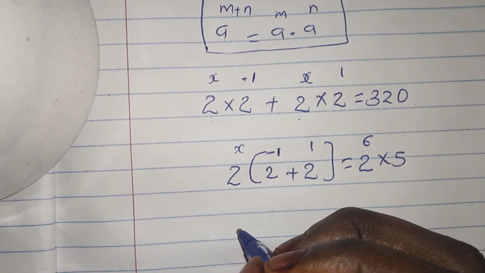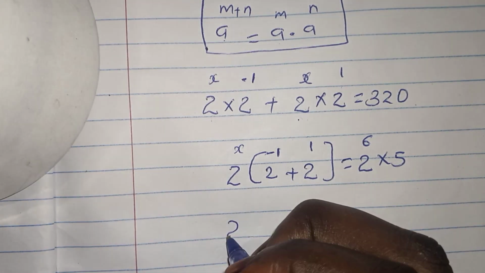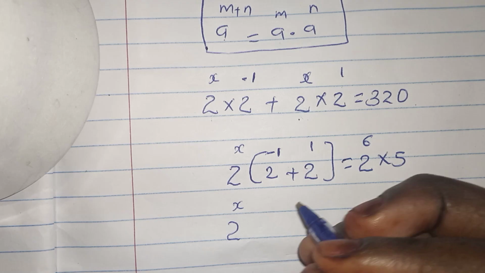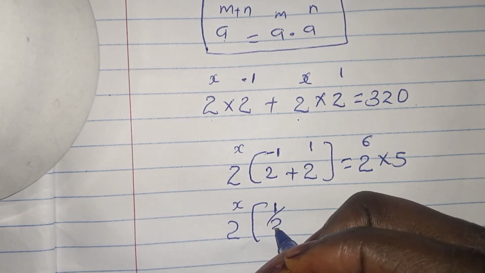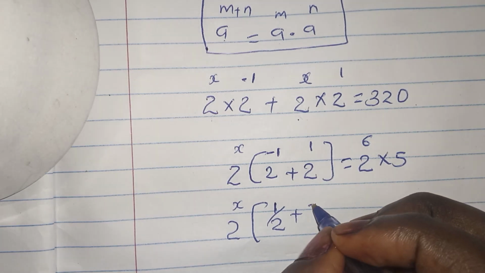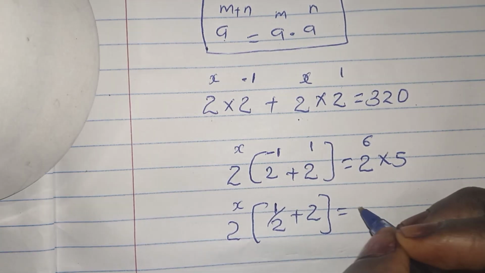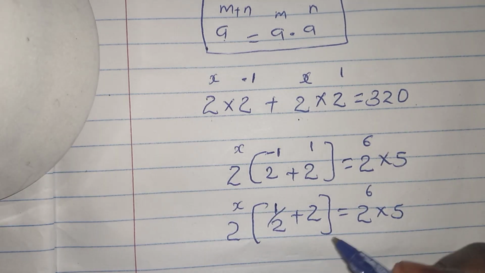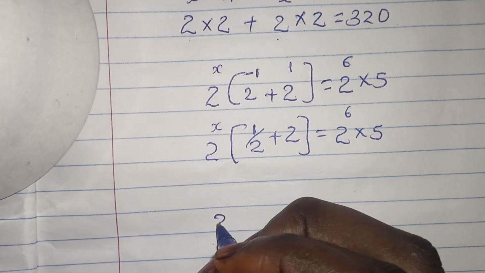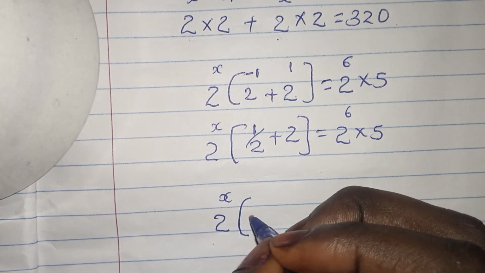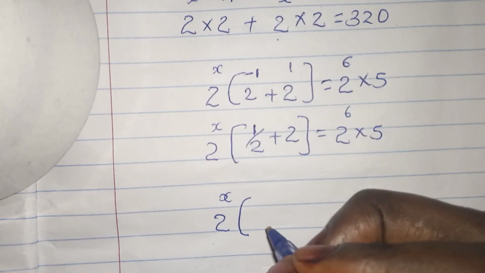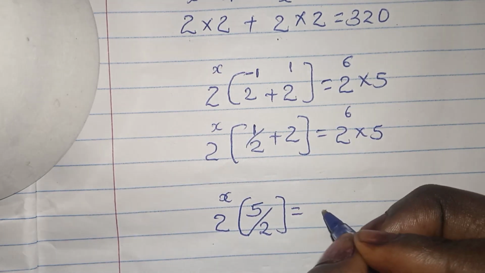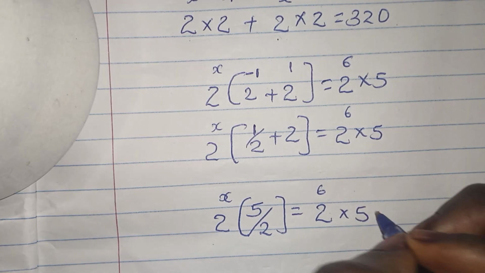So I will now come and solve here. 2 to the power of x, 2 to the power of -1 is the same as a half, plus 2 to the power of 1 is just 2, is equal to 2 to the power of 6 times 5. So let me deal with what is in the bracket first. So 2 to the power of x into a half plus 2, this is 5 over 2, is equal to 2 to the power of 6 times 5.